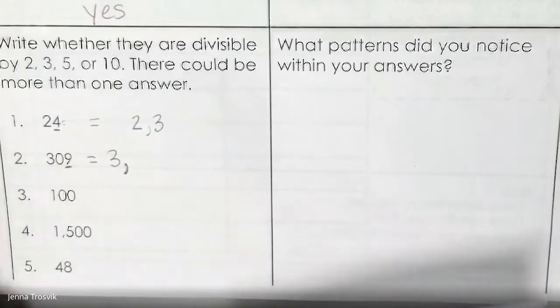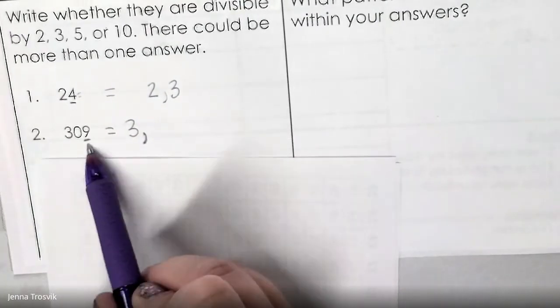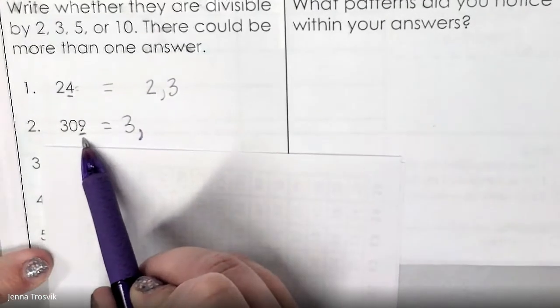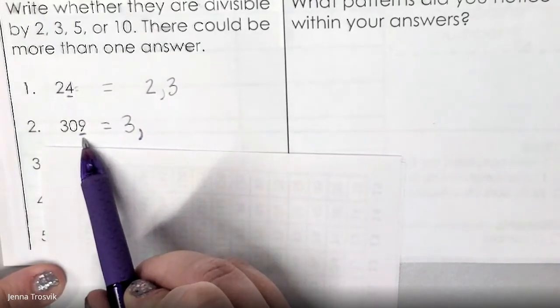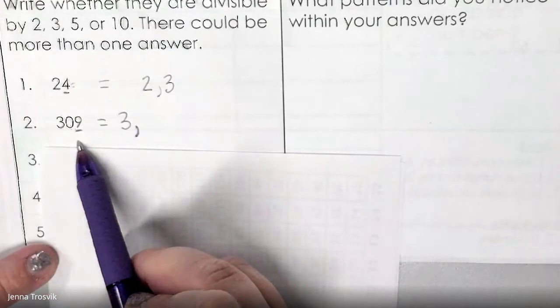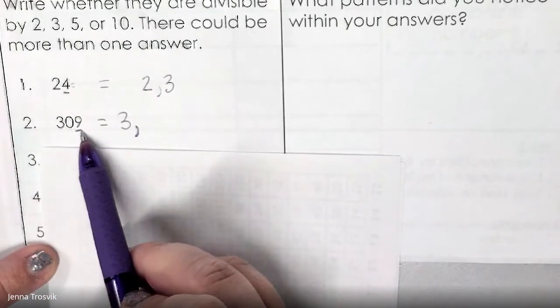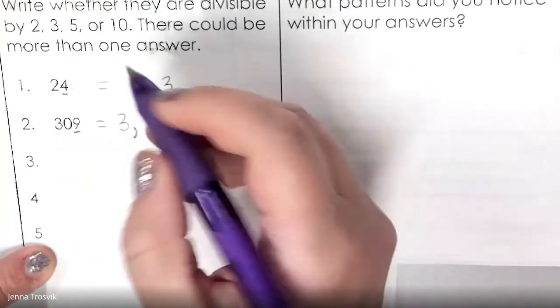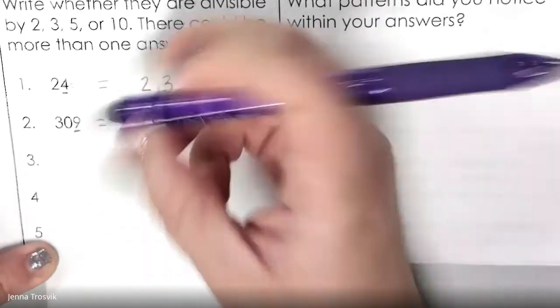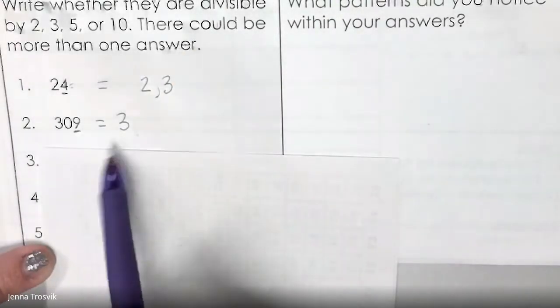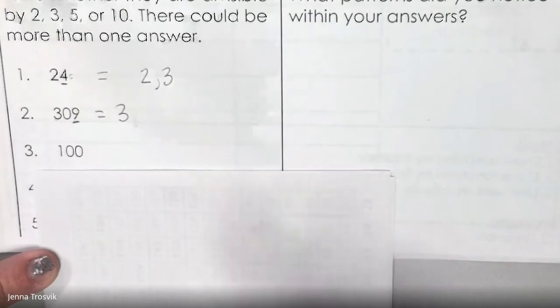Next one we have is 5s. If there is a 5 in the ones place or a 0 in the ones place, it is divisible by 5. This does not have either, so it is not divisible by 5 either. And 10, there is no 0 in the ones place, so this is not divisible by 10. So the only answer for number 2 would be that it is divisible by 3. Number 3, we have 100.